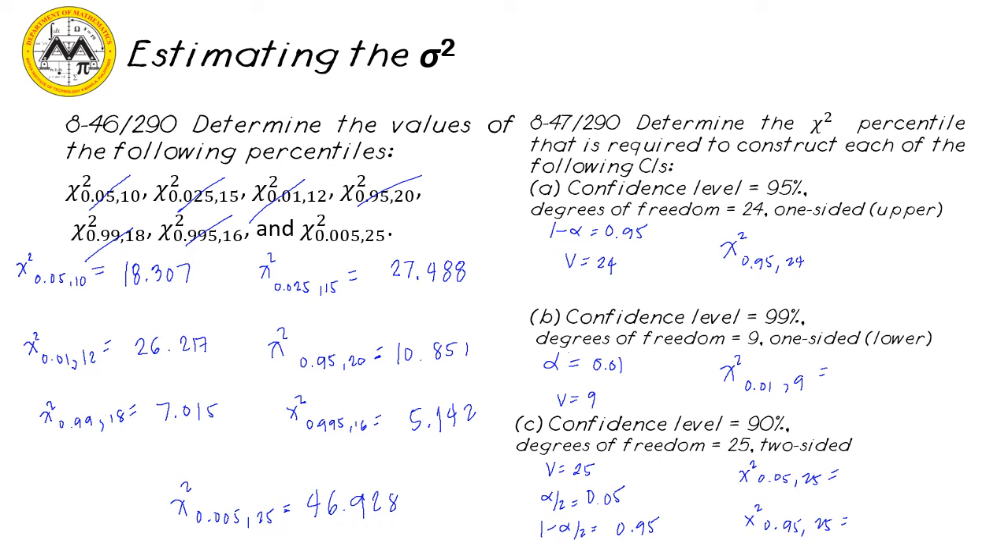So for 0.95, 24, make sure that it is the chi-squared table. The first one is 0.95, 24, so this is 13.848. For 0.01, 9, it is 21.666. And for two-sided, 0.05, 25 is 37.652. And for 0.95, 25, it's 14.611.